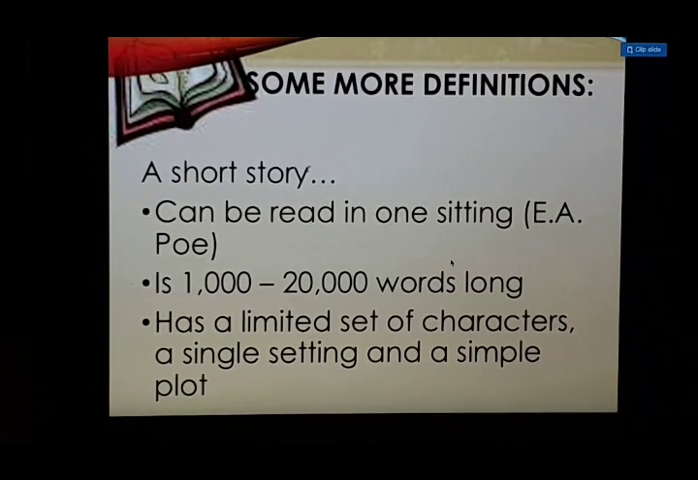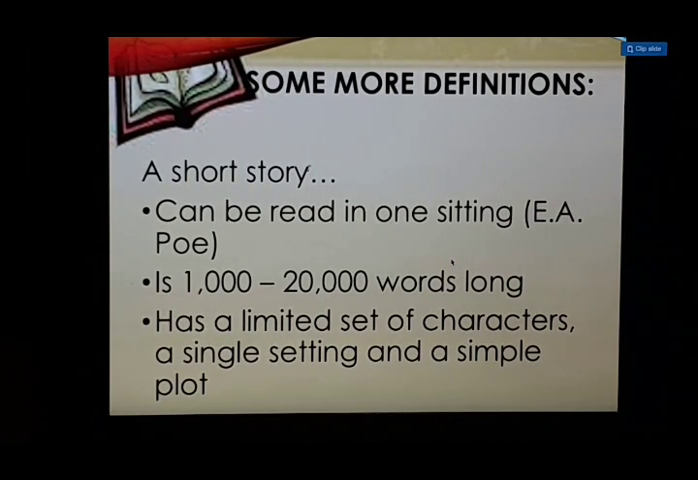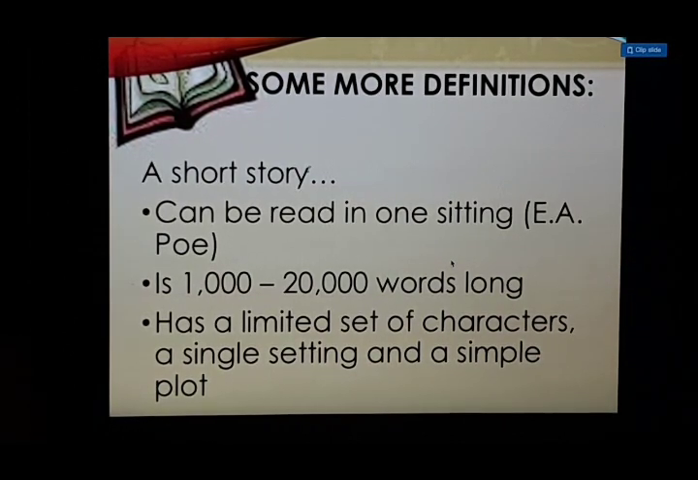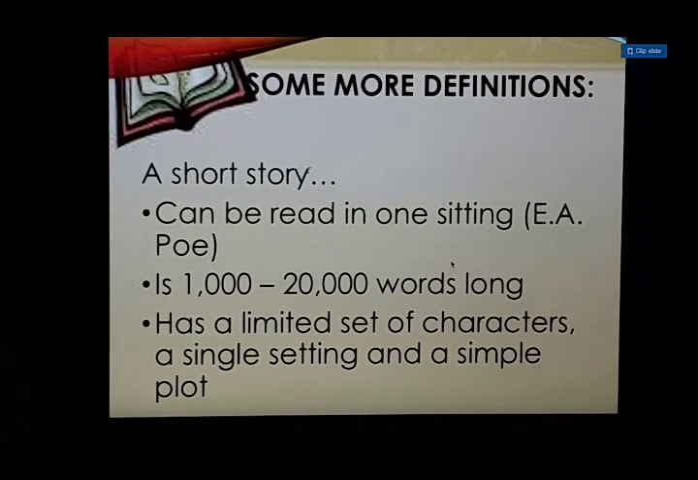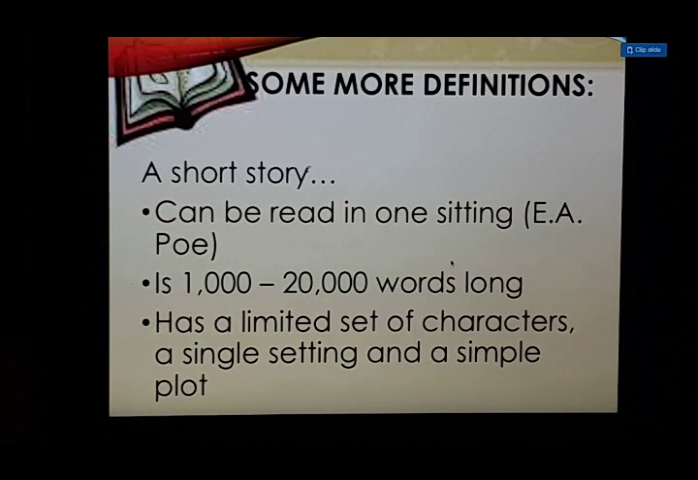Characters are the people in the story. We'll go about it in detail. But what are the main components? It can be very short, or it can be a long story, and it should be based on a limited set of characters, a single setting, and a simple plot. Otherwise the whole story can get boring or too complicated for the reader to be interested in reading it.